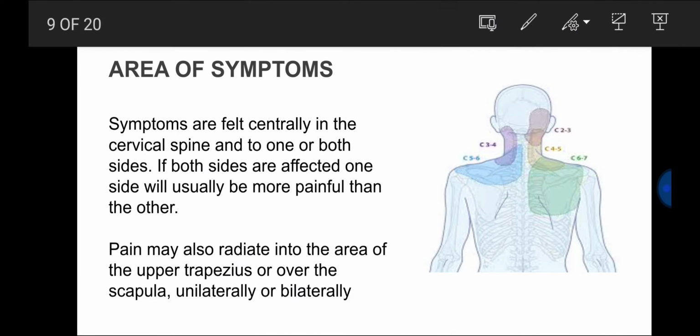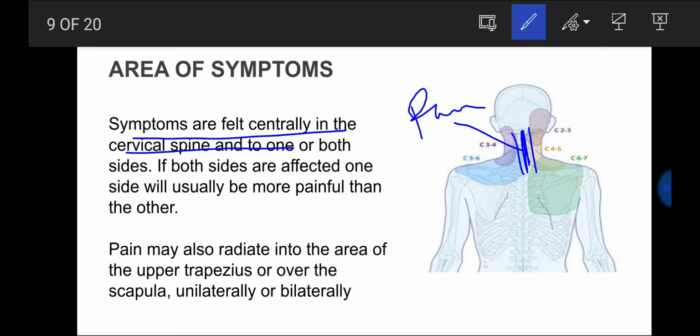Area of symptoms. Symptoms are felt centrally in the cervical spine. Here you see pain. If both sides are affected, one side will usually be more painful than the other. Maybe the right side is more affected than the left. Pain may also radiate into the area of the upper trapezius and over the scapula, unilateral or bilateral.